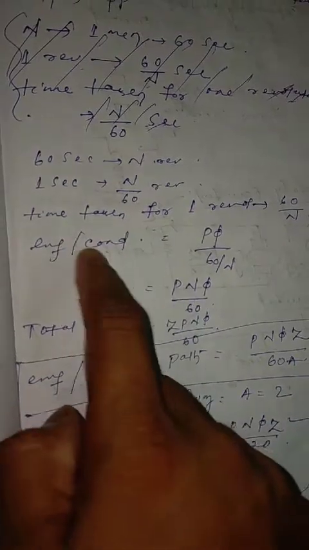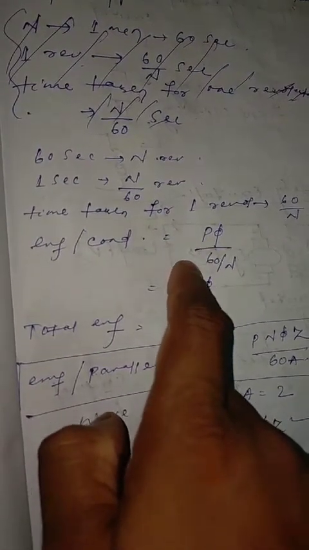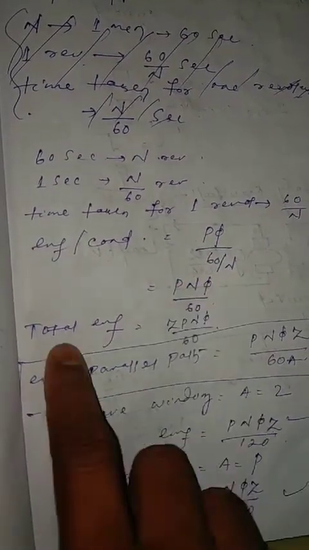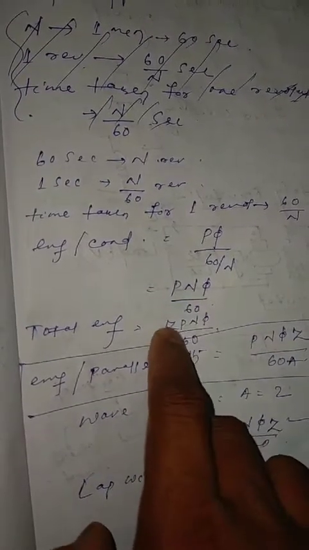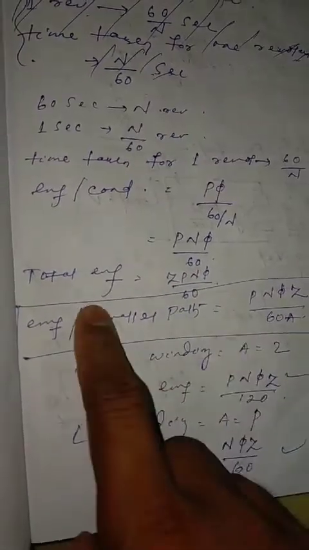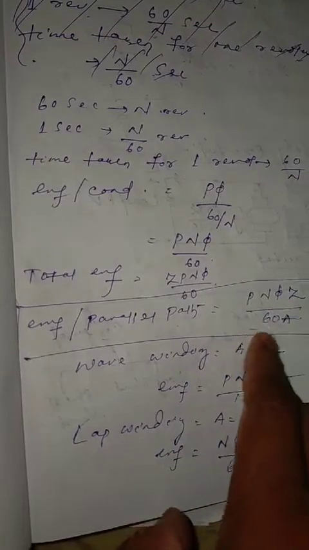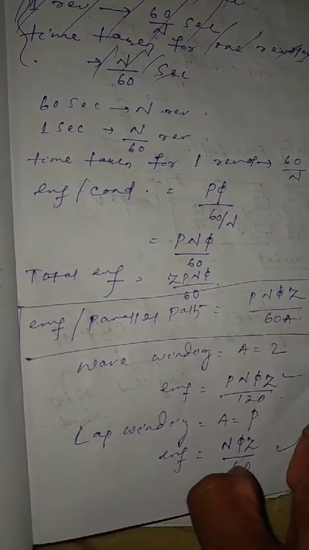So what is the EMF per conductor? EMF per conductor, where Z equals 1 as I took earlier, is P phi divided by 60 by N. So that is this much. Total EMF for Z conductors is this multiplied by Z, so P N phi Z divided by 60. As I told you, we have to calculate the EMF per parallel path. Parallel paths are given by A. So the EMF per parallel path is P N phi Z divided by 60A.